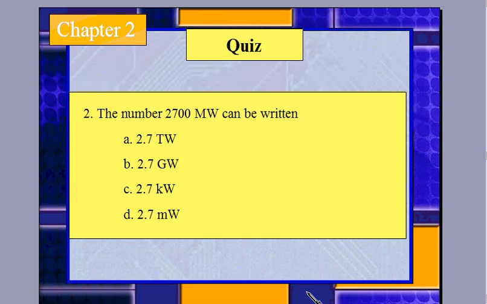2. The number 2700 megawatts, where the capital M is mega, or 1 million, can be written as 2.7 terawatts, 2.7 gigawatts, 2.7 kilowatts, 2.7 milliwatts.